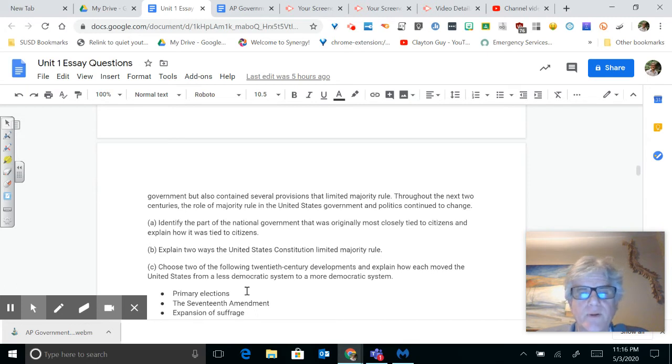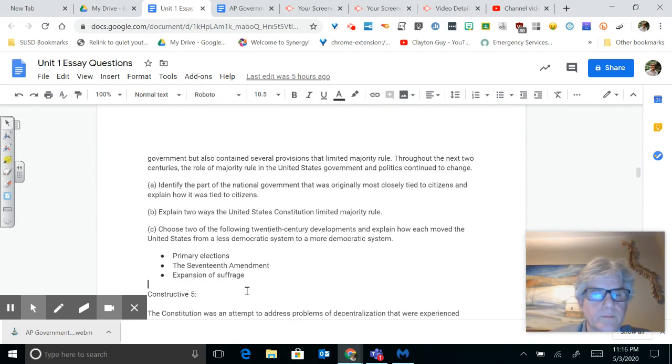A, identify the part of the national government that was originally most closely tied to citizens and how it was tied to citizens. B, explain 2 ways the Constitution limited majority rule. C, choose 2 of the following 20th century developments and explain how each moved the U.S. from a less democratic to more democratic system: primaries, 17th Amendment, expansion of suffrage.